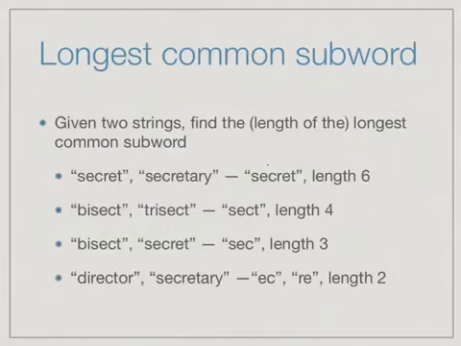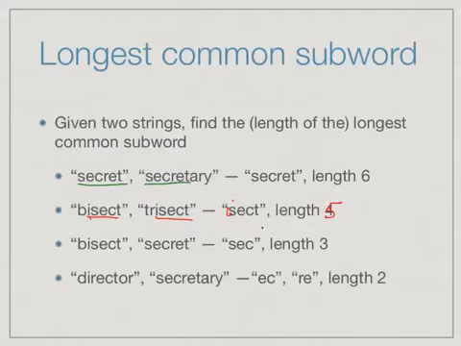So this is a problem involving words. So what we want to do is take a pair of words and find the longest common subword. So for instance, here we have secret and secretary, and secret is already also inside secretary, and clearly since secret is the longest word in secret itself, the longest subword that is common is the word secret, and it has length 6. If we move to the next thing, bisect and trisect, then actually this should be isect. This is a mistake, which has length 5.